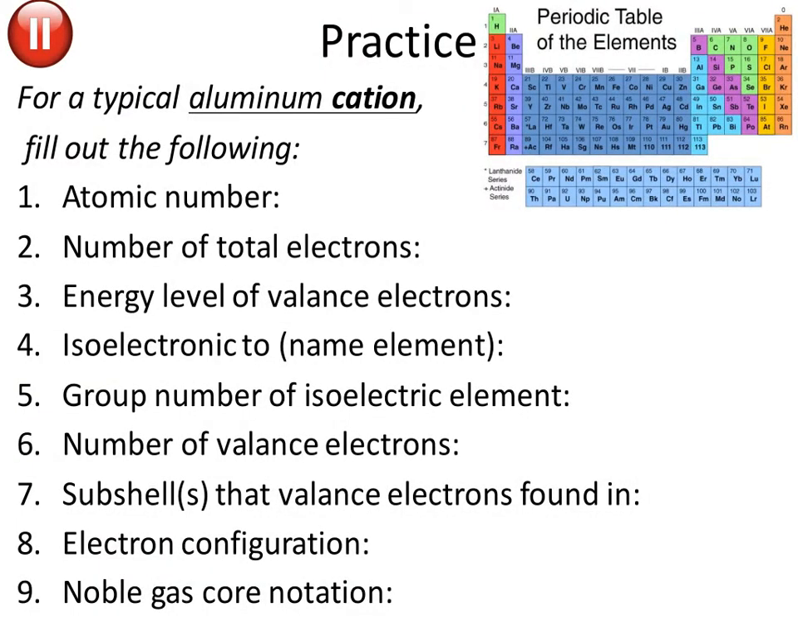Okay, so do some practice here. For a typical aluminum cation, remember there's underlined for a reason and bolded cation, fill out the following. Okay, so take a few moments, finish this up, and come back when you're ready to check your answers. So go ahead, pause the video now.